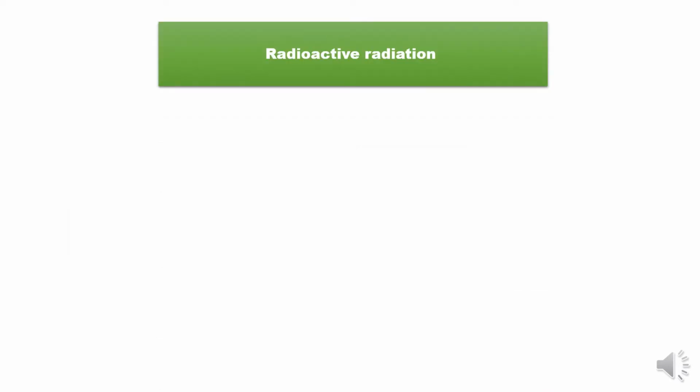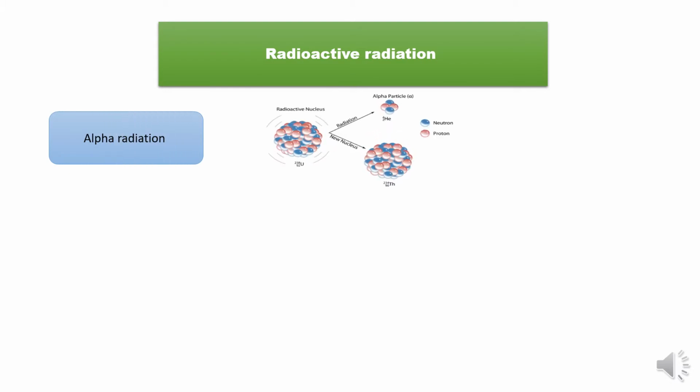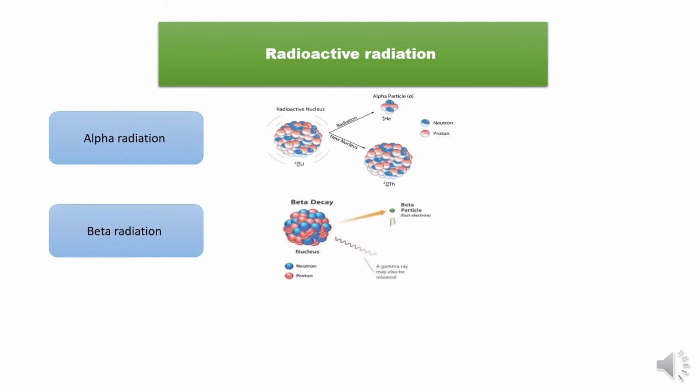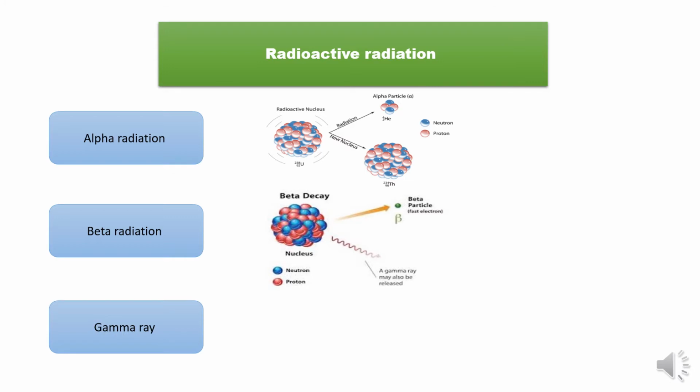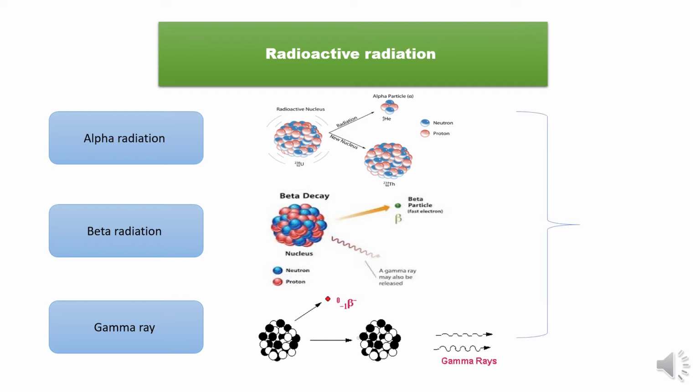The three types of radioactive radiation are alpha radiation, beta radiation, and gamma ray. Each of these types of radiation has different characteristics. So, alpha, beta, and gamma can all ionize, but it turns out that alpha does it easiest, followed by beta, and gamma being the worst at ionizing. Now, let's see why.